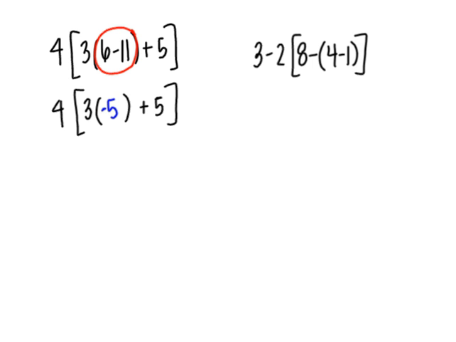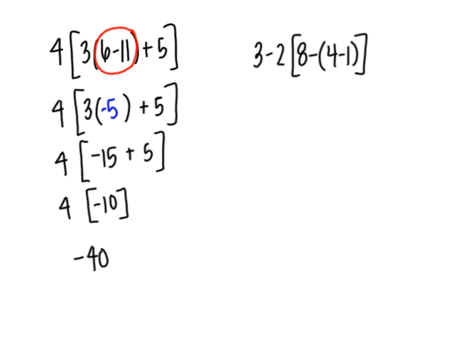I still need to work inside the bracket, so I have the 4, I'll just bring down. 3 times negative 5 is a negative 15 plus 5. The brackets are still considered grouping symbols, so we're going to continue to work inside the brackets. So I have 4 times, we have different signs, so I subtract and take the sign of the larger, and that would be negative 10.